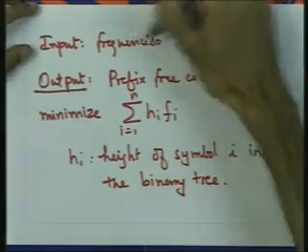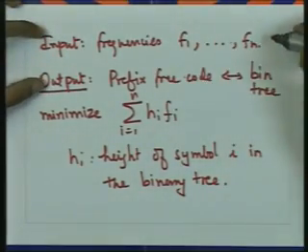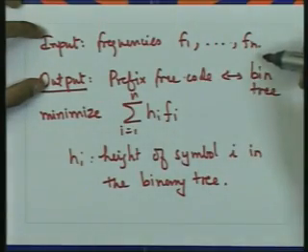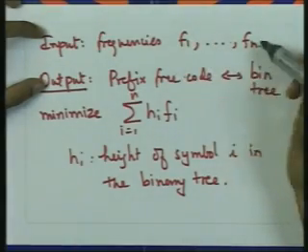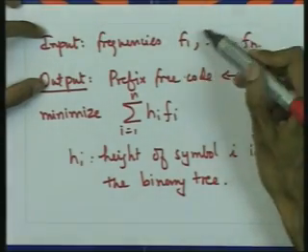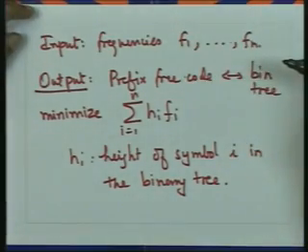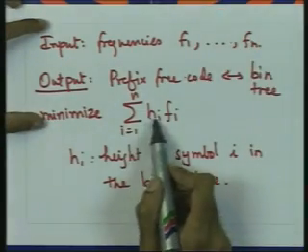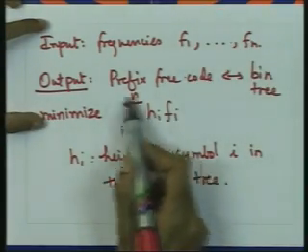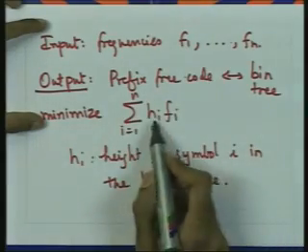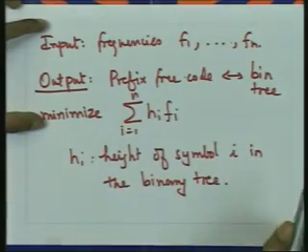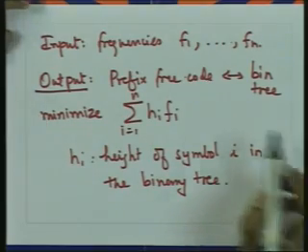Okay, so the input are frequencies f1 through fn. I would like to output a binary tree, and with each leaf I associate one of these symbols, 1, 2, 3 up to n. I would like to minimize the sum hi fi, where hi is the height of the symbol i in the binary tree, and fi is the frequency of symbol i. So this is what I want.